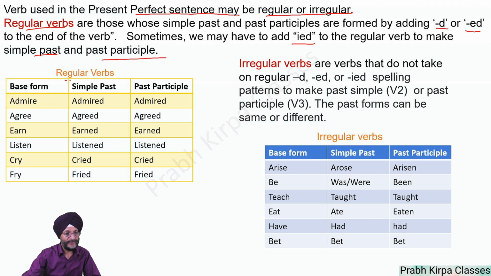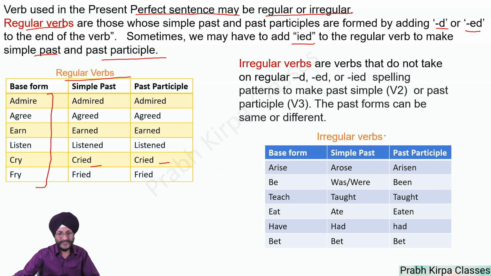Here you will see the list of regular verbs. We make them simple past or past participle by adding ed, d or ied. That is, admire becomes admired, admired. Here cry becomes cried, cried. Now these are the examples of irregular verbs. What are these? Irregular verbs are those verbs that do not take on the regular d, ed or ied spelling pattern to make past simple or past participle. Here you will see arise does not become arised.